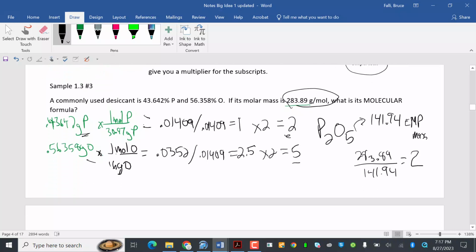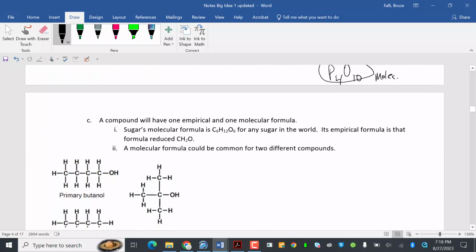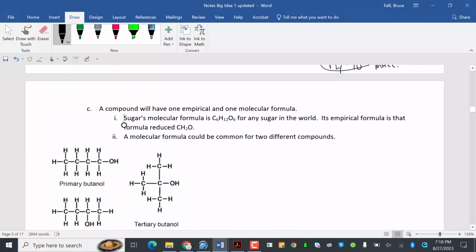So what I'm going to do now is double. I'm going to multiply these subscripts by 2. P4O10 is my molecular formula. Okay. A compound will have one empirical and one molecular formula. Every once in a while, they're the same. Sugar's molecular formula is C6H12O6 for any sugar, assuming it's sucrose, in the world. The empirical formula is that formula reduced. See how I can divide each of these by 6, and I get CH2O. That's the empirical formula.